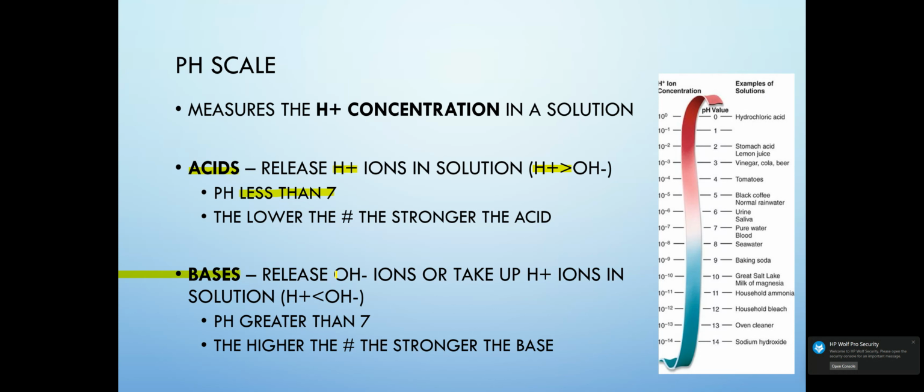Now bases are going to do the opposite. They're actually going to release hydroxide ions, or they take the hydrogen ions out of the solution. And so bases are going to have a greater hydroxide concentration. And so these are going to measure greater than 7 on the pH scale. And like the acids, the further away we go from 7, the more of those hydroxide ions there are, and the stronger that base is going to be.